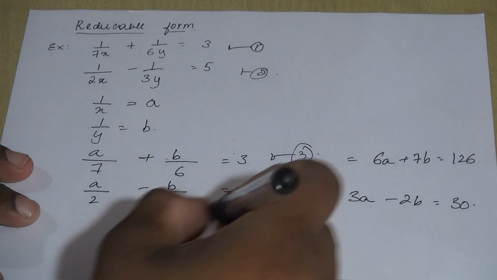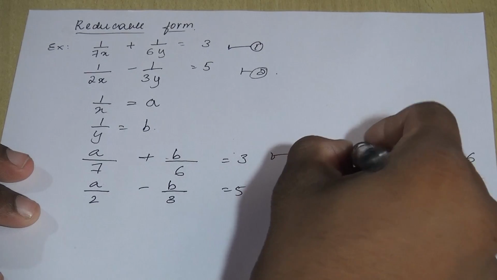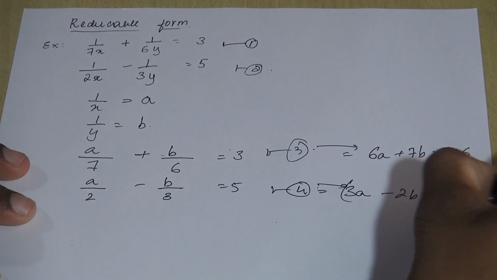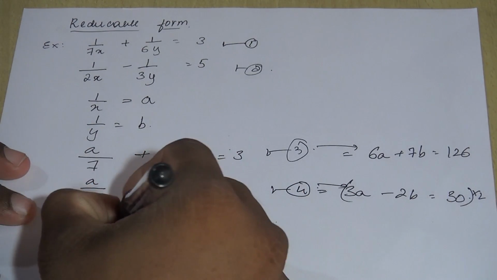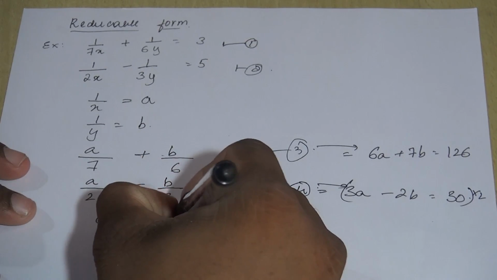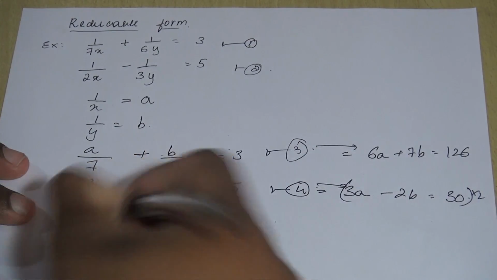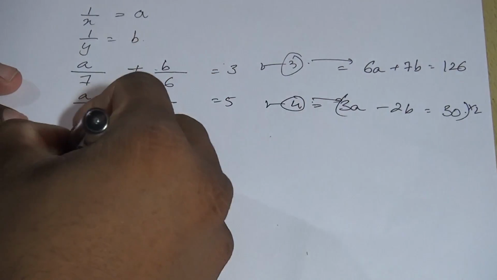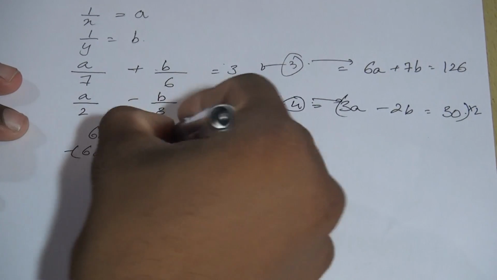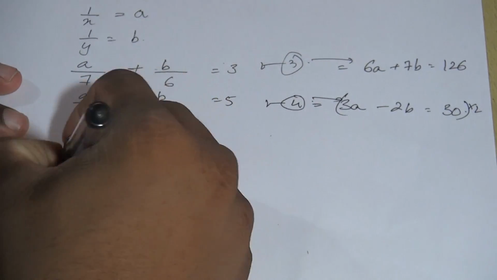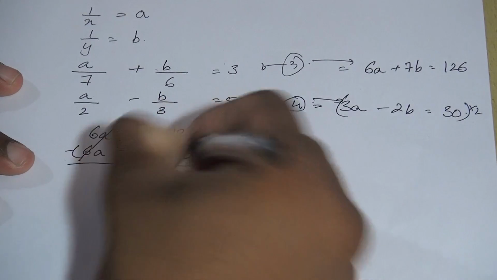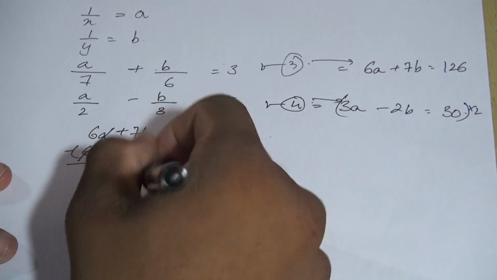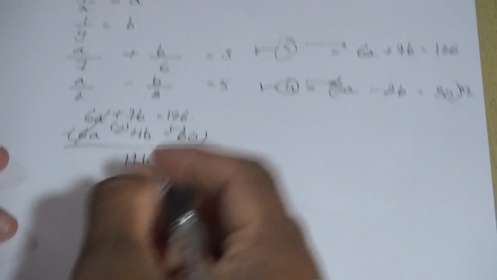Now what we'll do is we'll use the elimination method for this. So we'll multiply this into 2, and get 6a plus 7b is equal to 126, and 6a minus 4b is equal to 60. Now we'll subtract this, so the sign changes, and this gets cancelled out. 11b is equal to 66 is what you get. b is equal to 6.